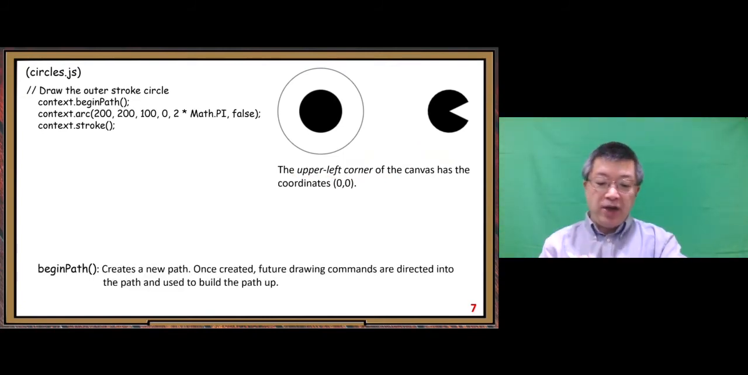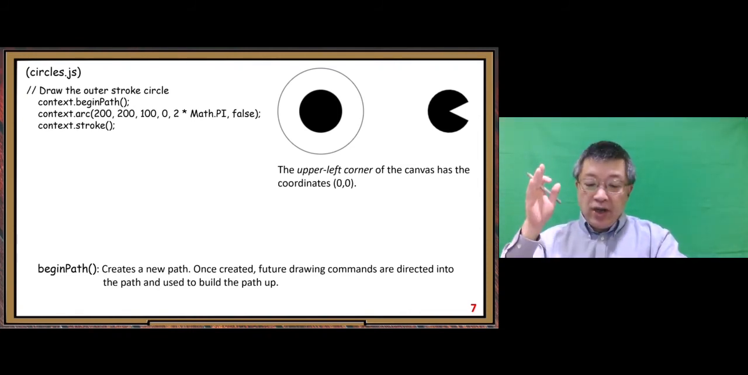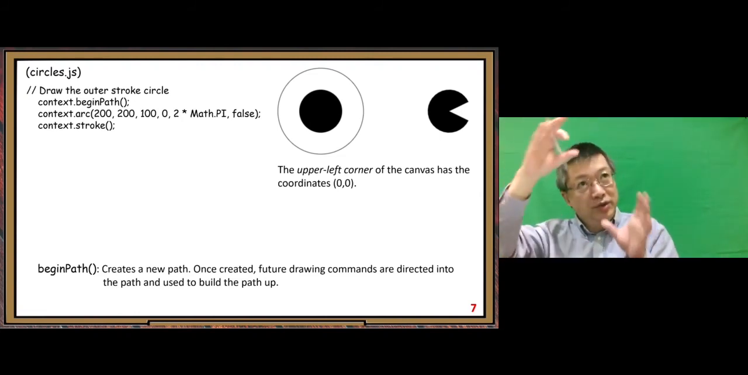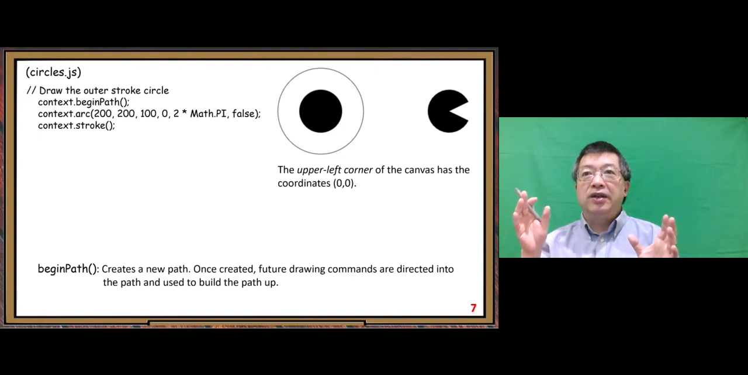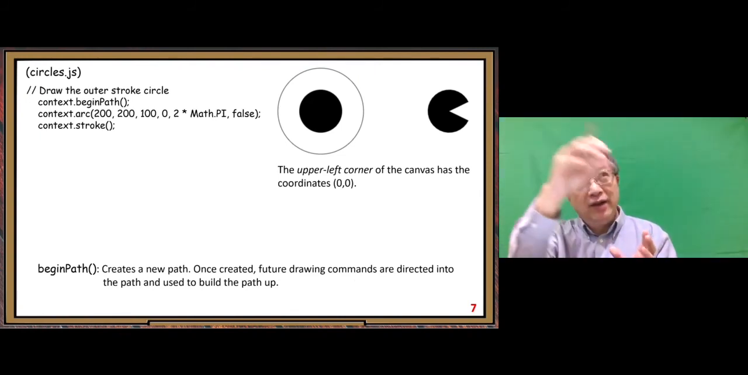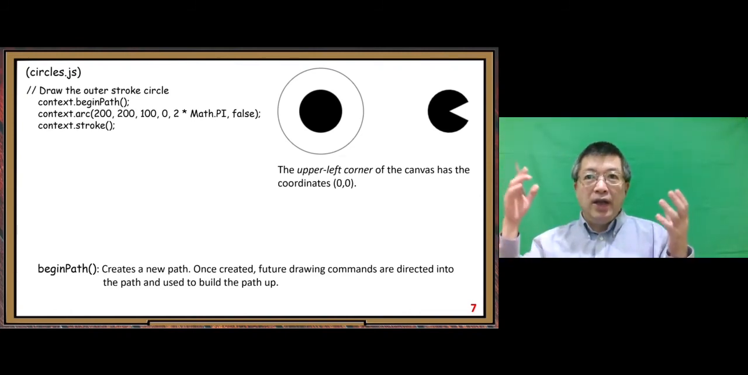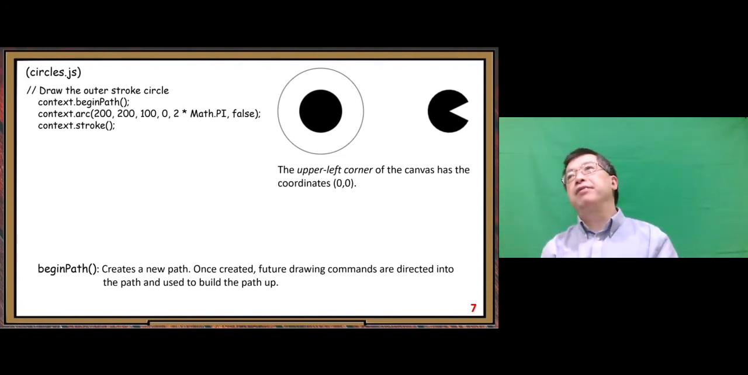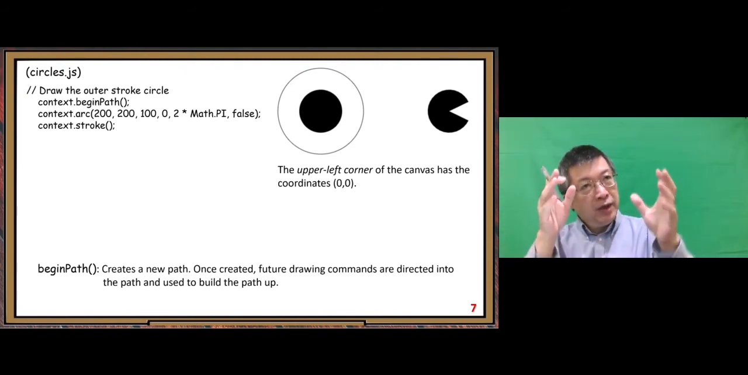Then, this beginPath method creates a new path. We need to prepare a path to draw. Once a path is created, future drawing commands are directed into the path, because we need to do several things in this path. We use those steps to build this path, and at the end, we draw it. We prepare for it, then draw it.